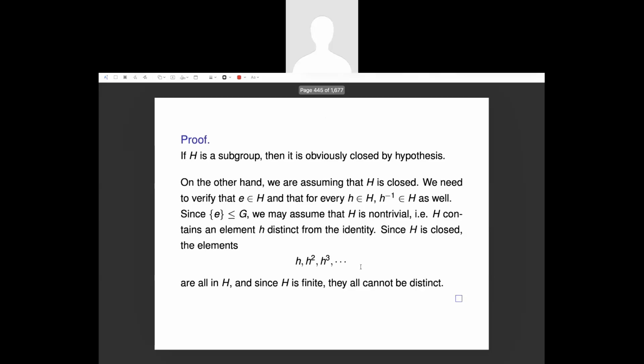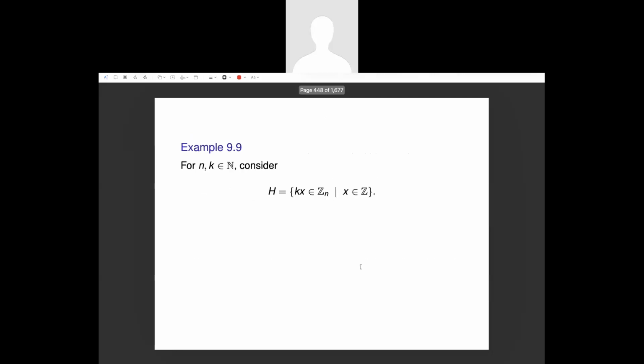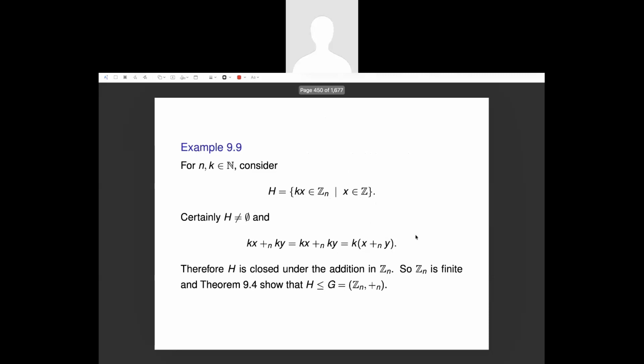As for the proof, according to this review class, we have no need to prove all of them, so we just skip the proof and emphasize some examples. Okay. Now H is equal to kZ inside Zn, where x is an element of Z. H is clearly non-empty because at least 0 is an element of Zn. Now we have kx plus ky, which can be written as k of x plus y. x is an element of Z, y is an element of Z, so x plus y is also an element of Z. So this means this is an element of H. Therefore H is closed under the addition in Zn.